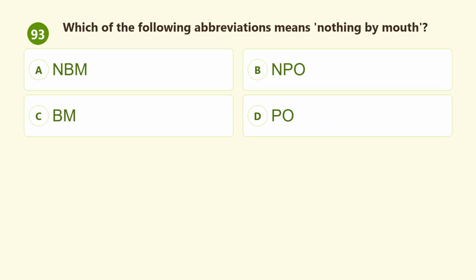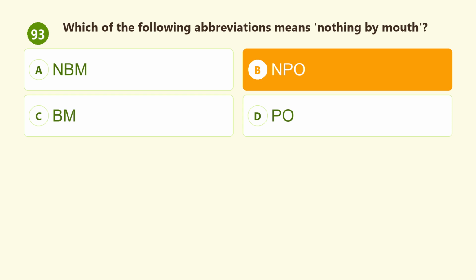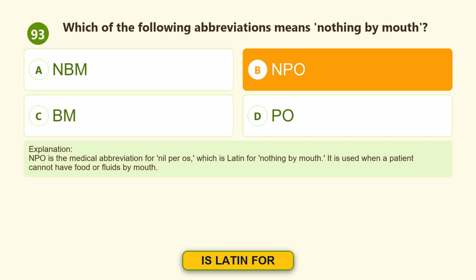Question 93. Which of the following abbreviations means nothing by mouth? Option A, NBM. Option B, NPO. Option C, BM. Option D, PA. The correct answer is option B, NPO. NPO is the medical abbreviation for nil per os, which is Latin for nothing by mouth. It is used when a patient cannot have food or fluids by mouth.